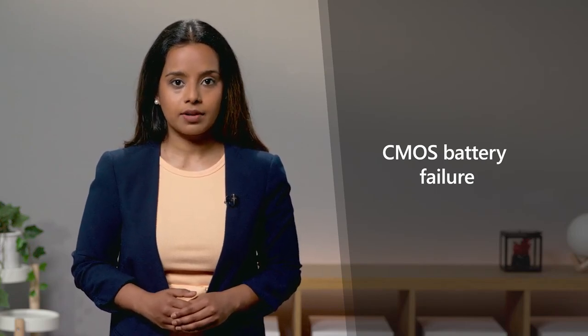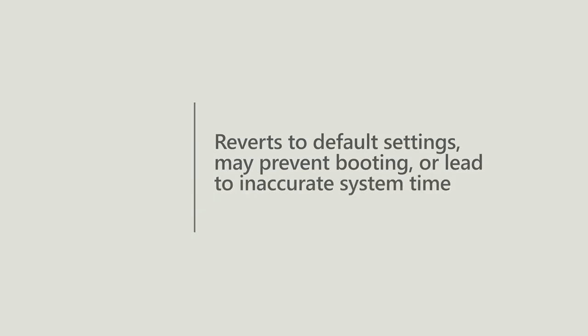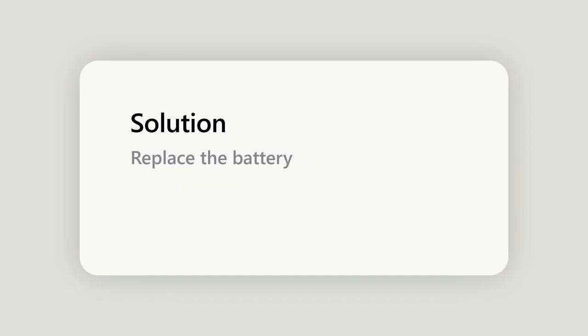Third is CMOS battery failure. CMOS stands for complementary metal oxide semiconductor. This battery powers a small memory chip that stores BIOS settings, ensuring they persist even when the computer is powered off. When the battery fails, the BIOS reverts to its default settings, which might be incompatible with the system configuration. This can prevent booting or lead to inaccurate system time. Replacing the CMOS battery is usually a straightforward task, restoring the retention of customized BIOS settings.